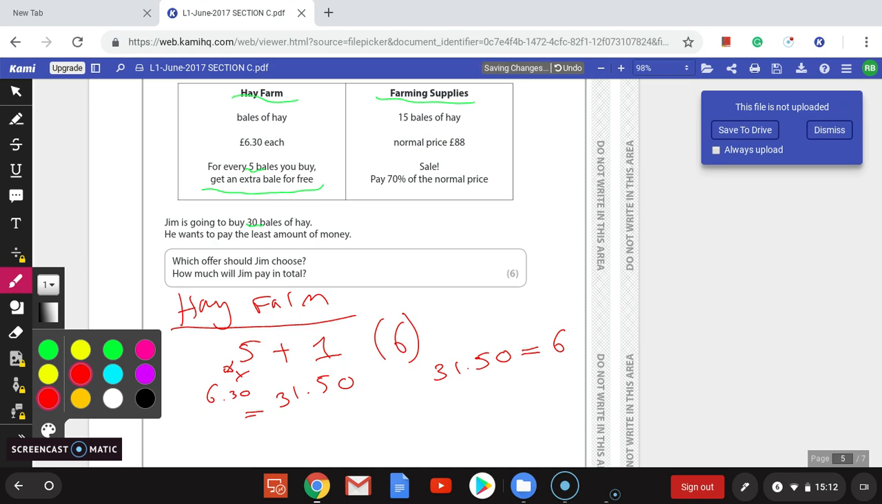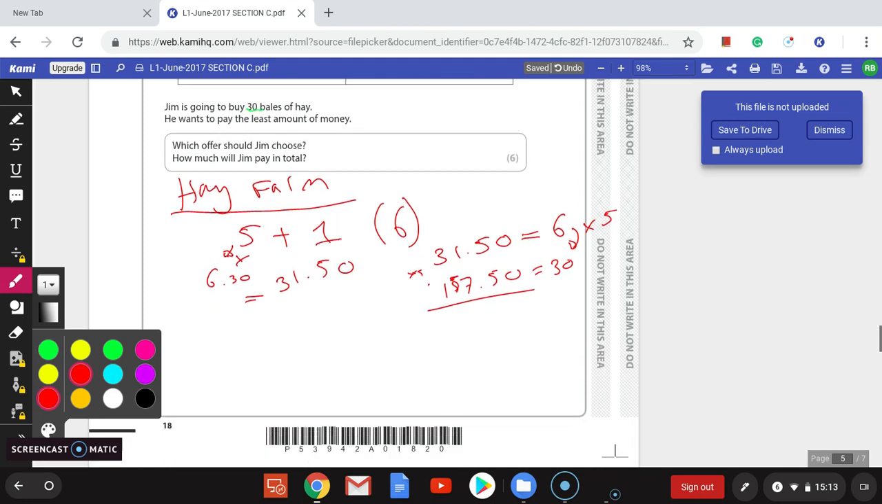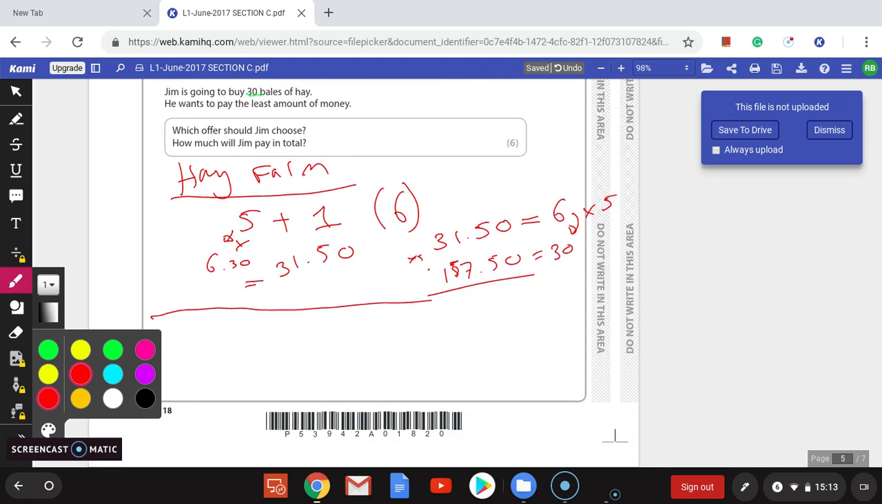You need to work out how many for 30. So how many times bigger is 30 than 6? The answer is 5. Times this one by 5 also. £31.50 times 5 gives me £157.50. Okay, so that is the Hay Farm option, £157.50.